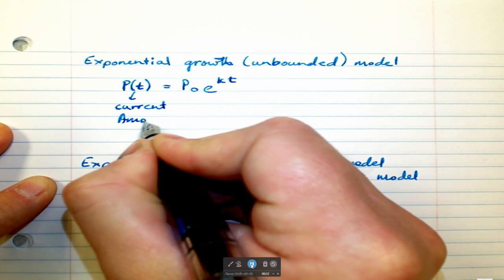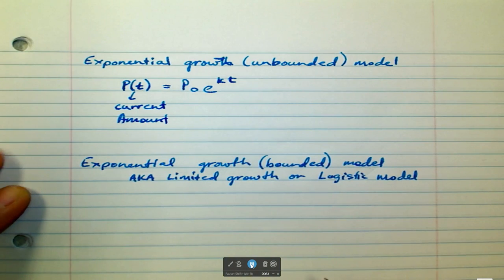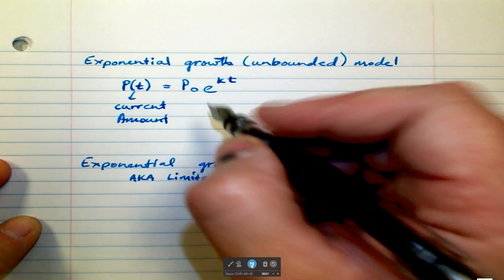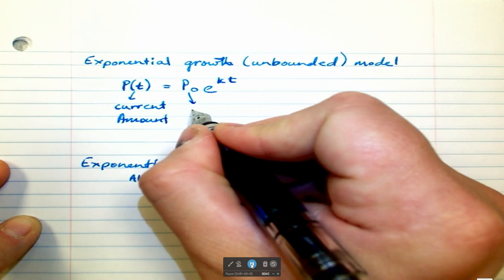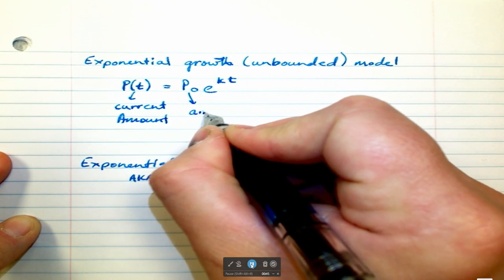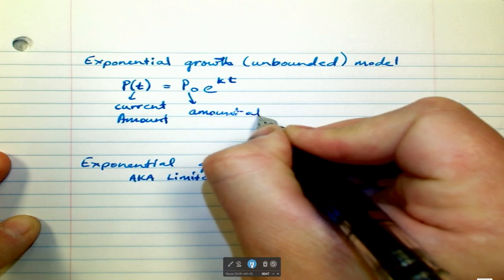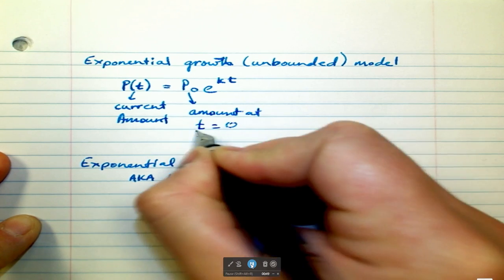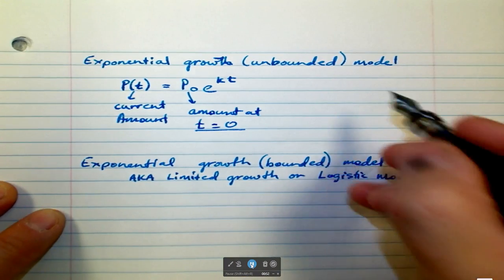Okay, so this is our current amount of whatever we're talking about. Typically it's a financial model, so P would be principal, okay, right? So it'd be our balance in our account. P naught is the amount at time equals 0. So that's where that little 0 comes from.